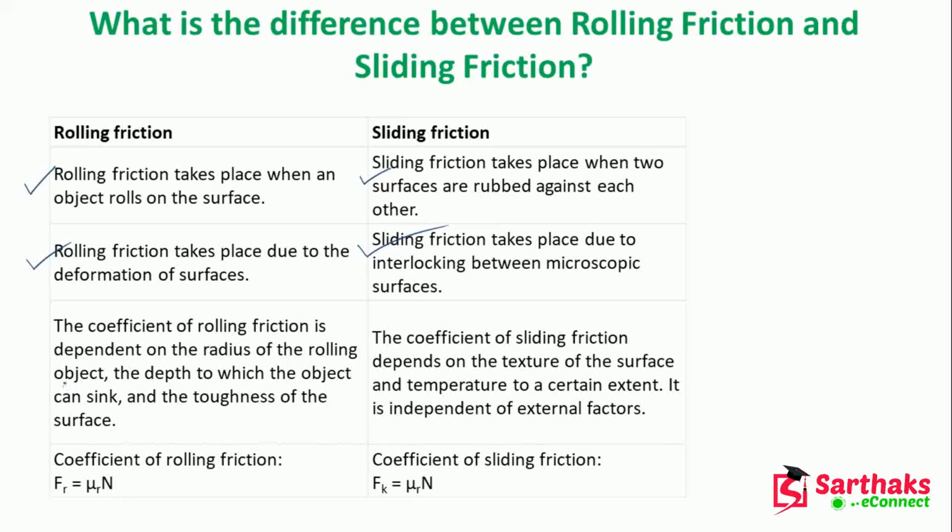The coefficient of rolling friction depends on the radius of the rolling object, the depth to which the object can sink, and the toughness of the surface. Whereas the coefficient of sliding friction depends on the texture of the surface and, to a certain extent, temperature. Rolling friction is μr times N, and sliding friction is μs times N.